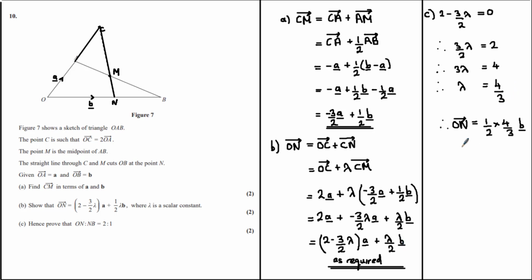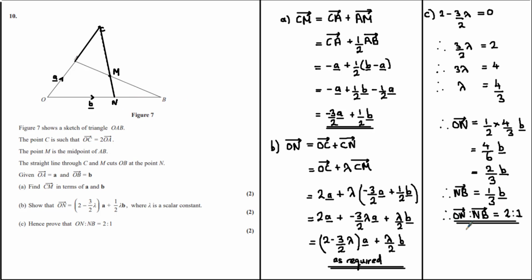So subbing this value, we get that On is equal to half times 4 over 3 times the vector b. And remember, there is no a component, so this part would be equal to 0. So this is equal to 4 over 6 b. Simplifying this fraction, we get that this is equal to 2 over 3 b. And so if the vector O to n is equal to 2/3 of b, then the vector n to b must be the remaining part, which would be equal to 1/3 of b. So therefore we can conclude that the ratio of O to n to b is equal to 2 to 1.